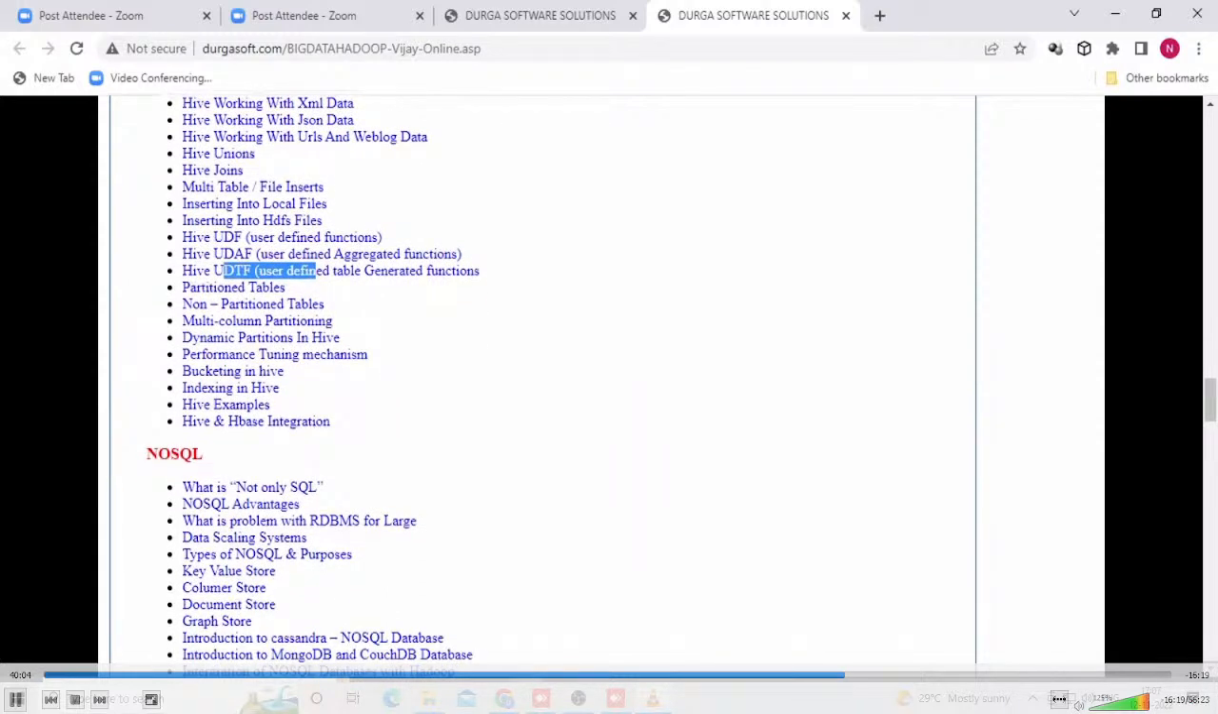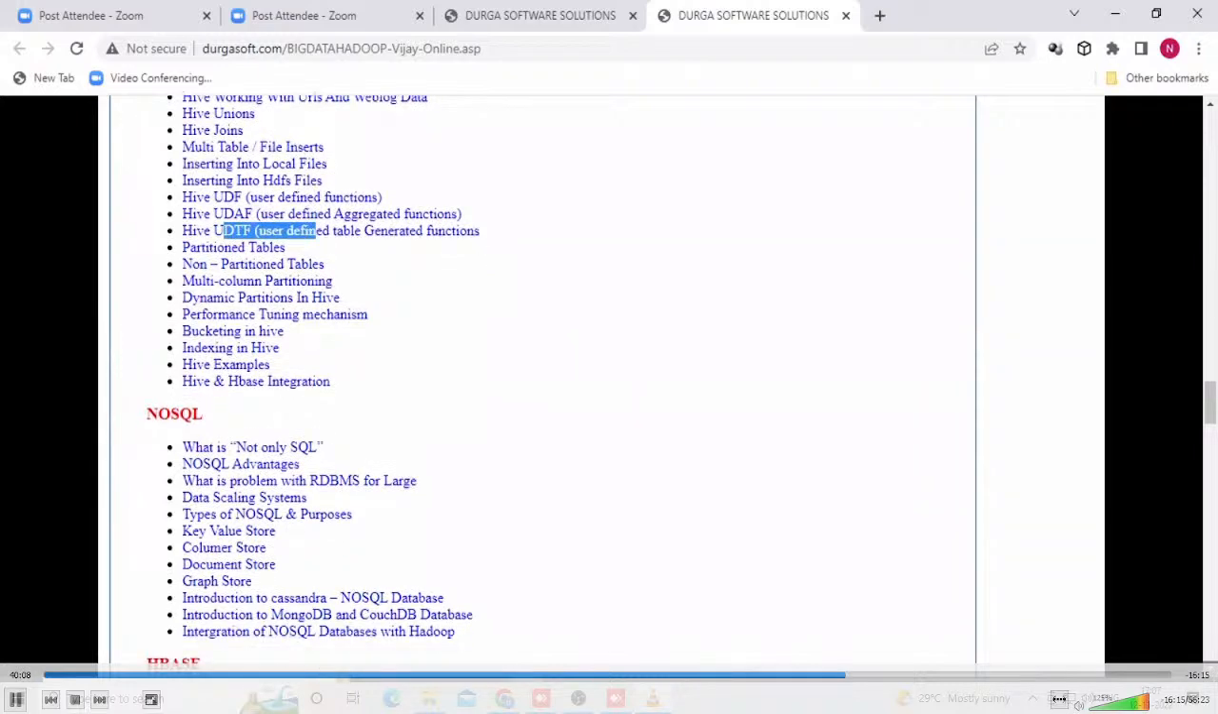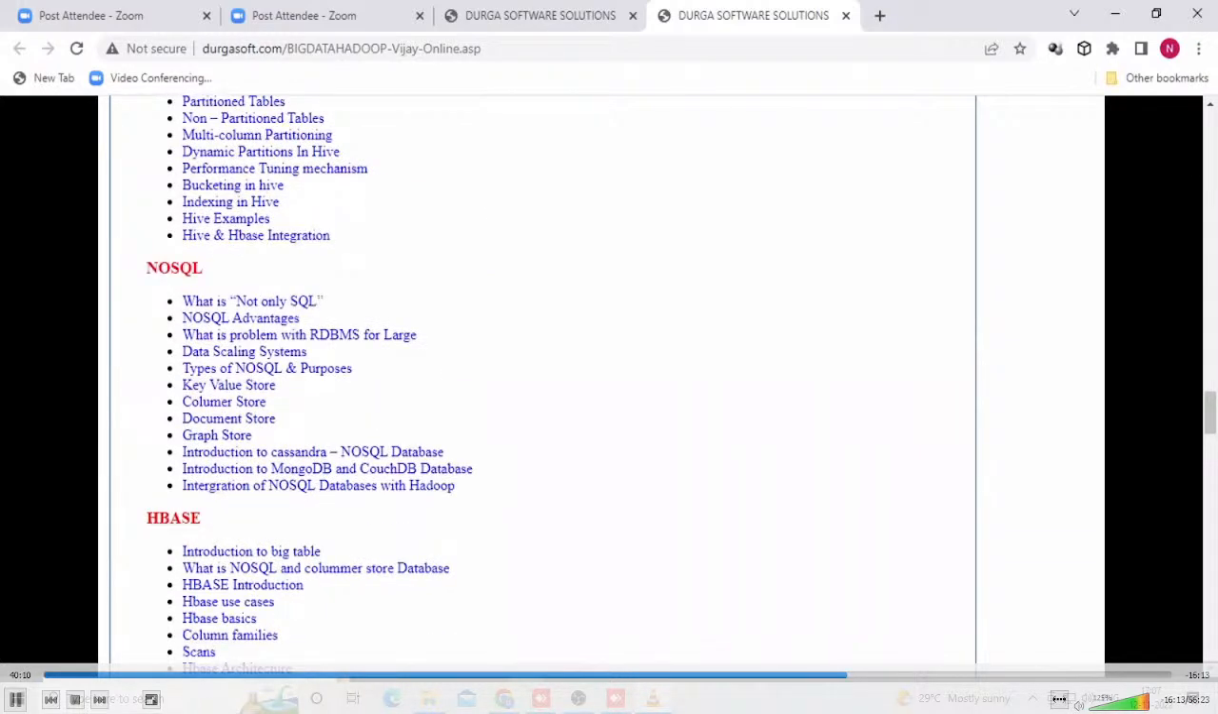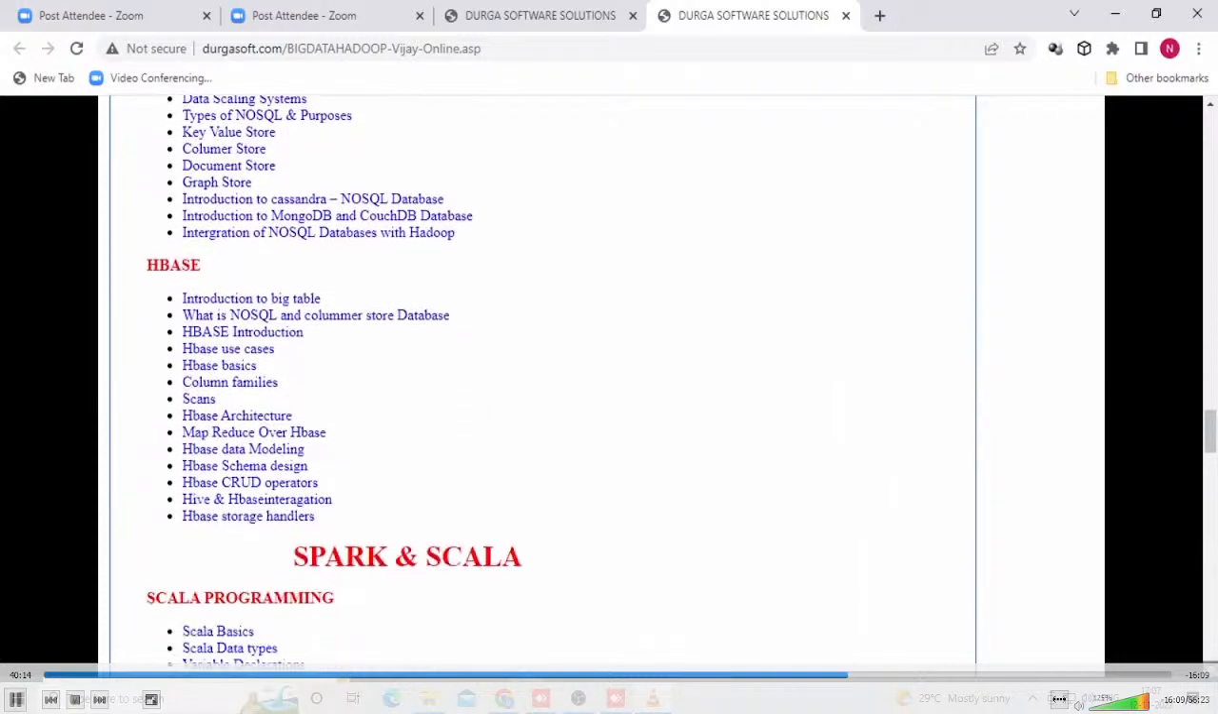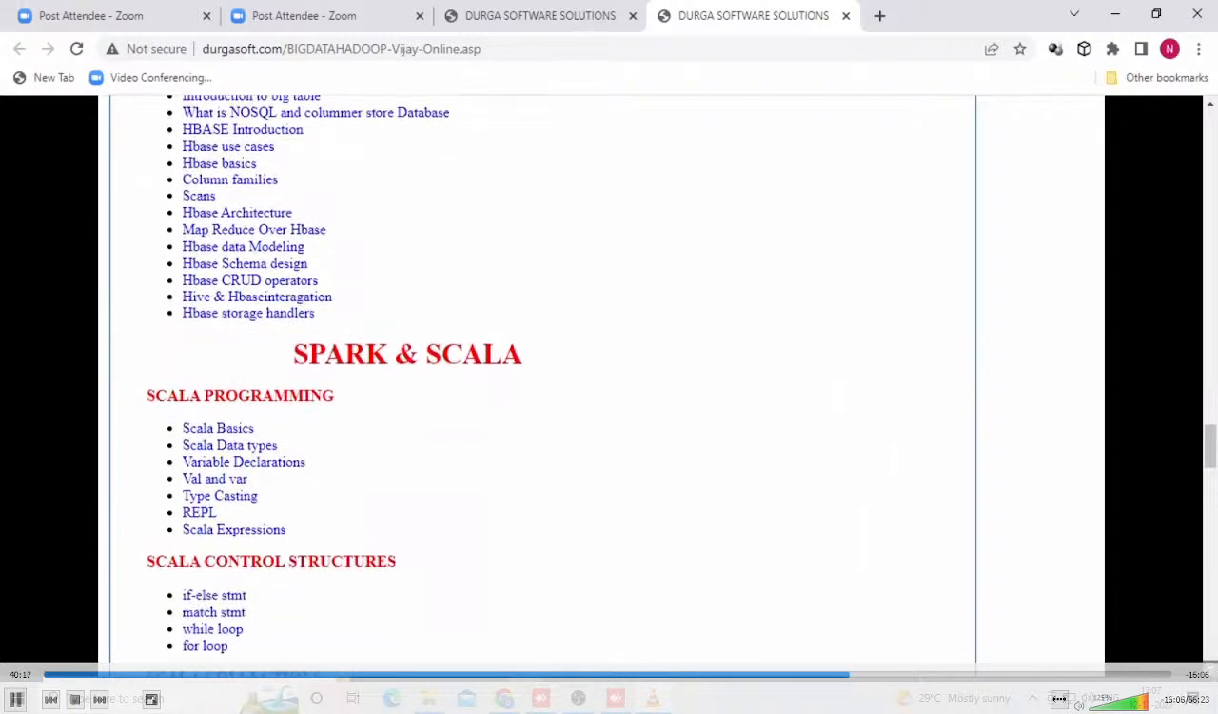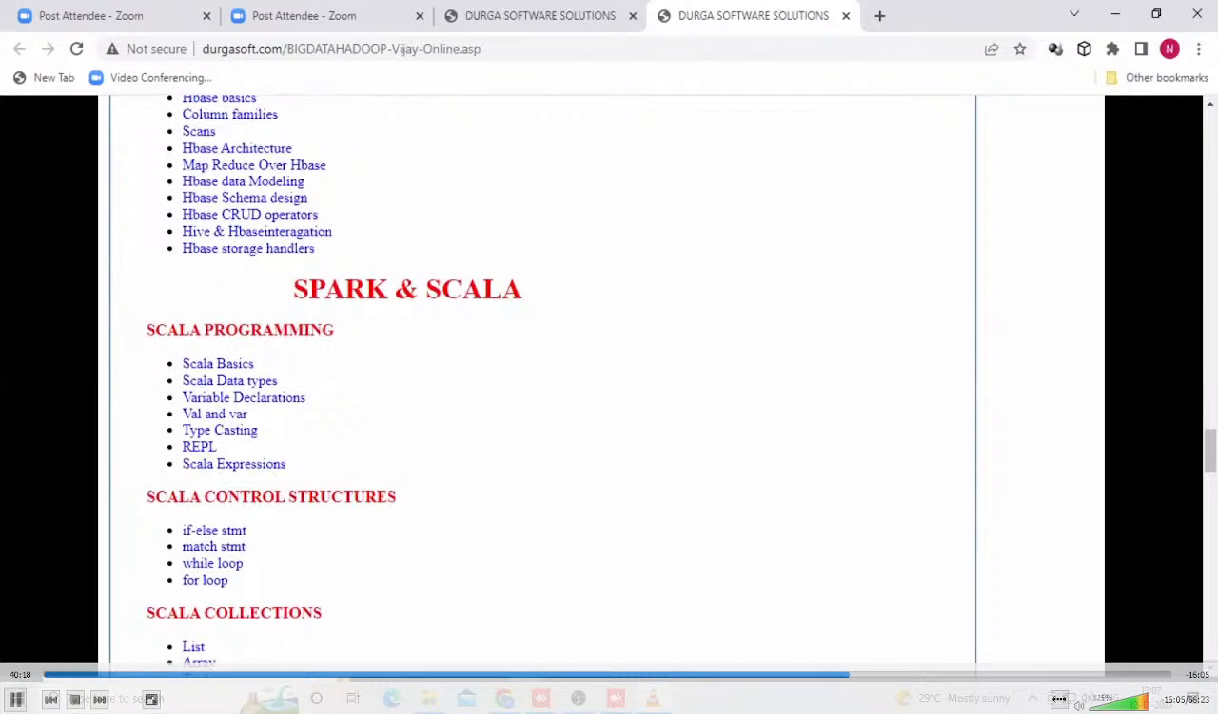You need to have knowledge of at least one NoSQL database. So what are the different NoSQL databases, and what are the differences between them? We are going to discuss one NoSQL database, HBase, and then Spark and Scala. Before Spark, I'll also discuss streaming data and technologies like Flume and Kafka. Also, above Spark and Scala is the admin part or configuration part.